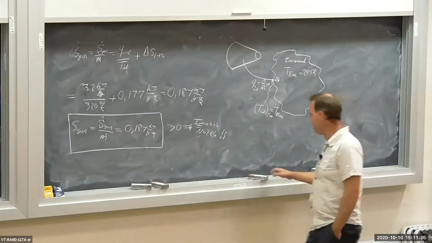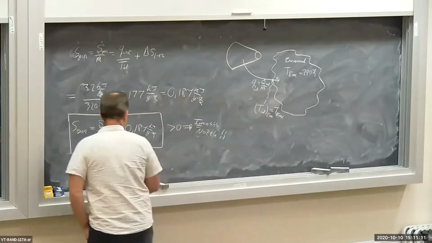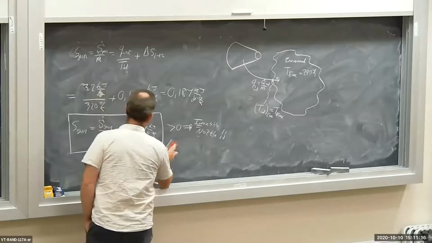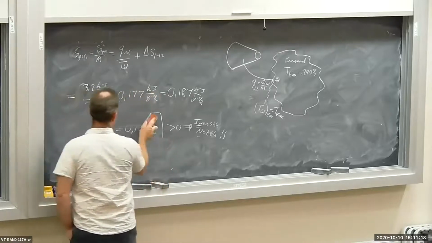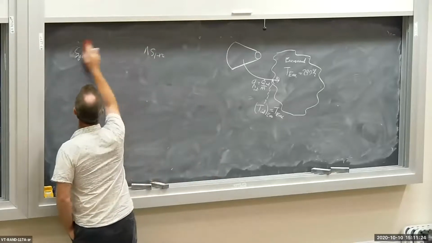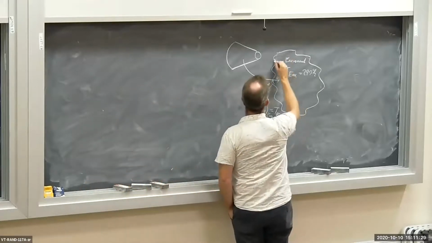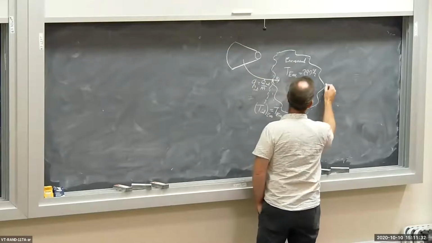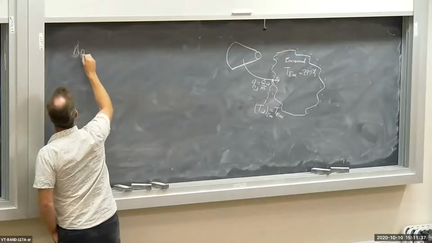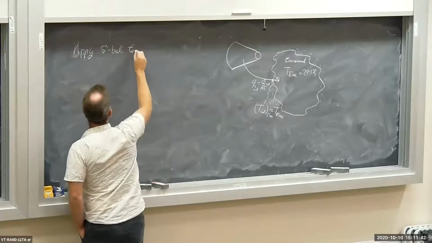So let's apply the entropy balance to the environment and figure out what the change in entropy is of the environment. Let's figure out the change in entropy in the environment due to the heat interaction from the nozzle. So let's apply our entropy balance to the environment. So this is going to be my system, the environment. Apply S balance to environment.